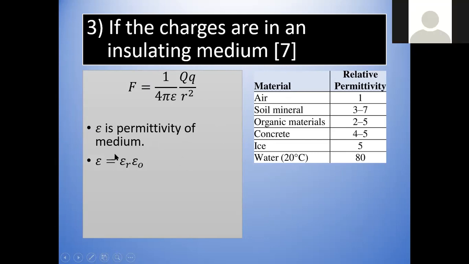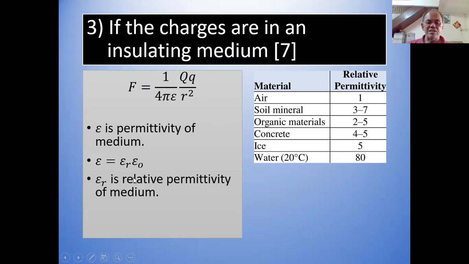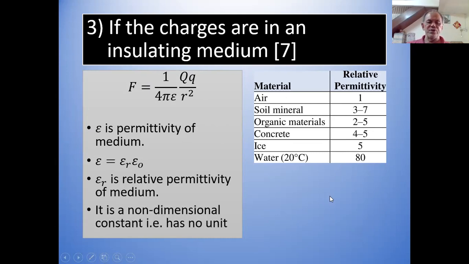Then we use it as epsilon r times epsilon naught. Epsilon r is called the relative permittivity of the medium. This is the value that you will find given in the value of constants. This is approximate only. No need to memorize it. It will be given to you in the exam if it's required. It's a constant, so no unit.